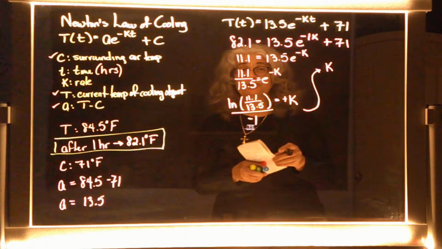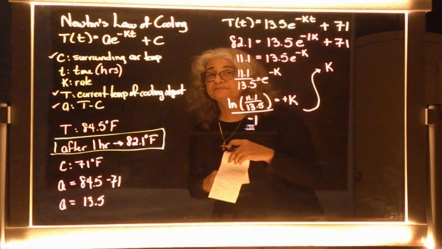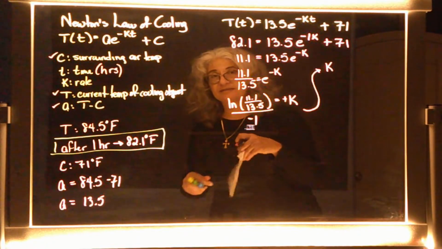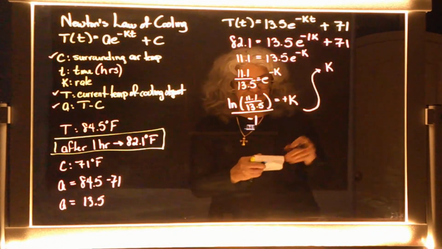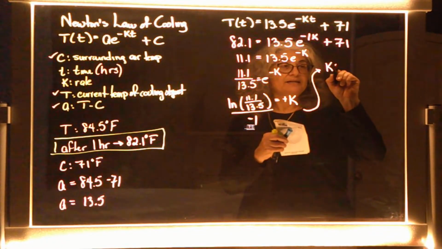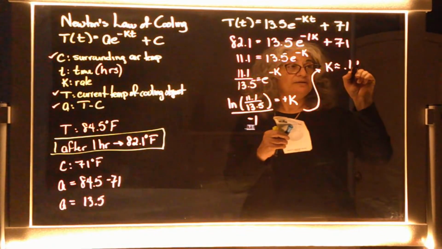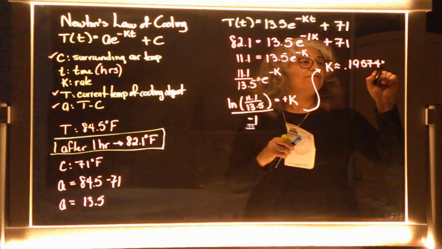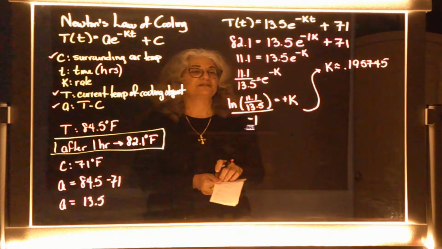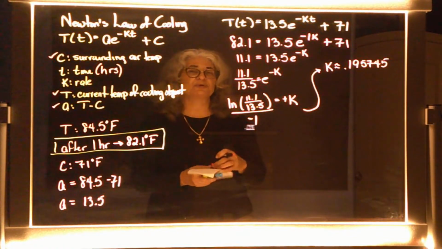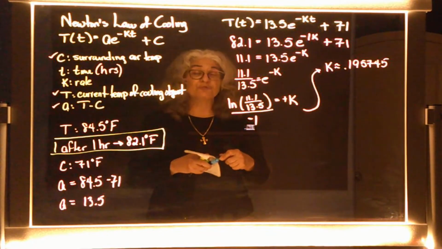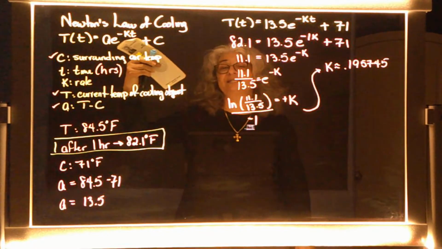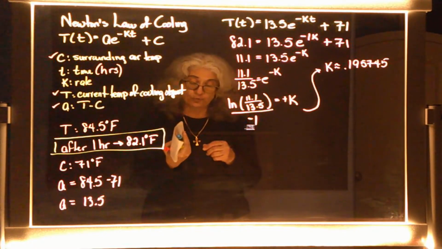What did you guys get when you rounded to 6 decimal places? Okay, I think I heard the same thing I got. K is approximately 0.19575. Good. You're like, wait, it's not negative. It's supposed to be cooling. So Newton's law of cooling includes the negative by the K already.